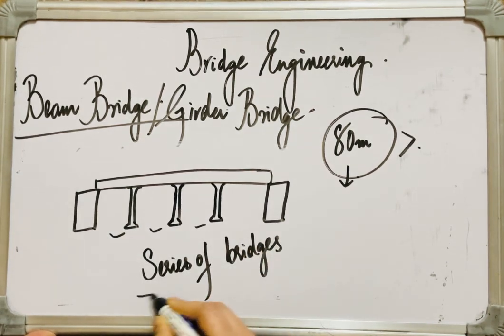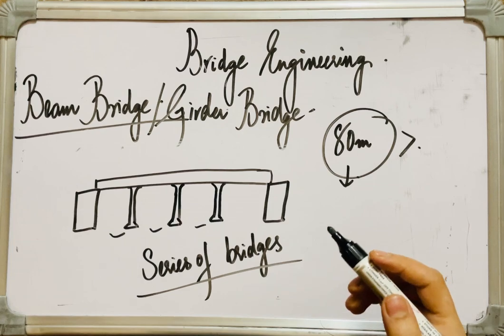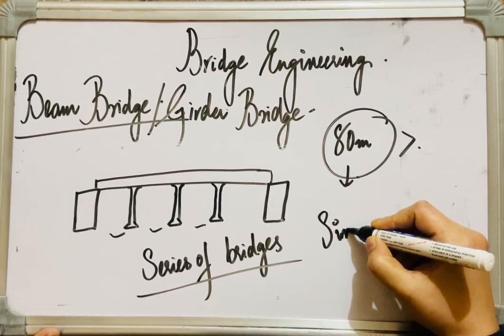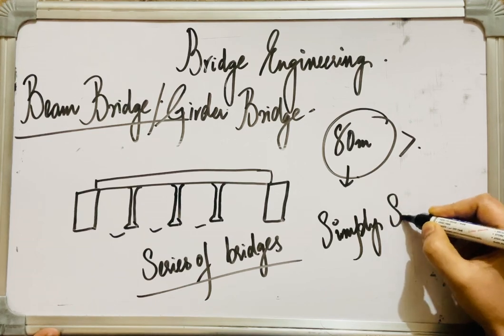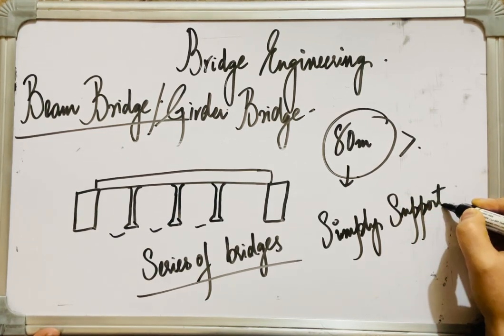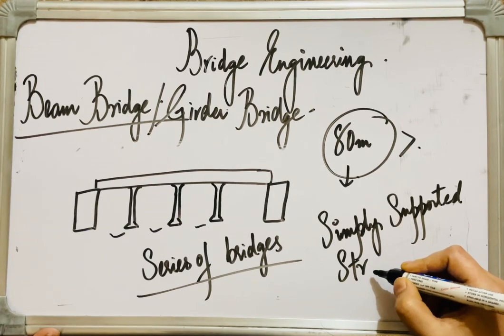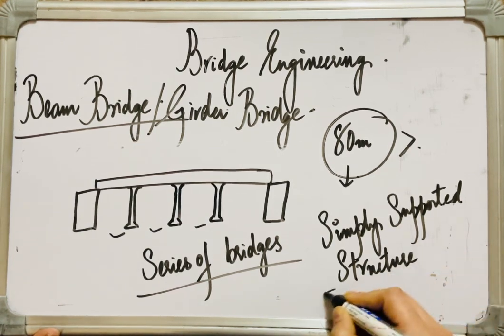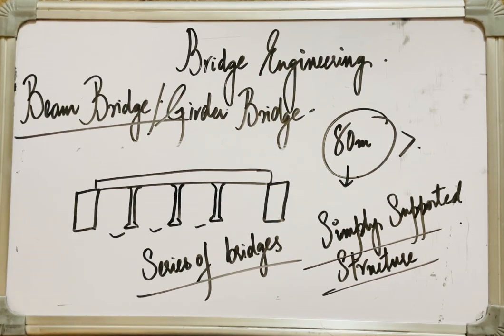All right. So I'm creating a series of bridges which are joined together, and this forms my beam bridge or a girder bridge. And this structure is often termed as a simply supported structure. So in simpler terms, a beam bridge is a horizontal deck which is supported by two beams between abutments or piers, and this deck is positioned across the beams and it creates a simply supported structure.